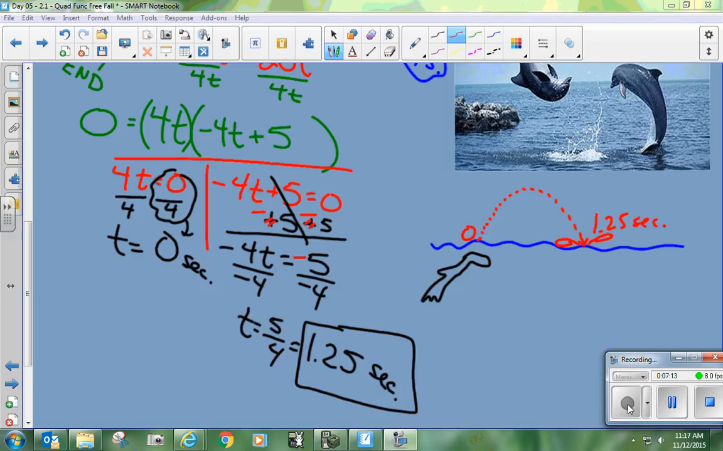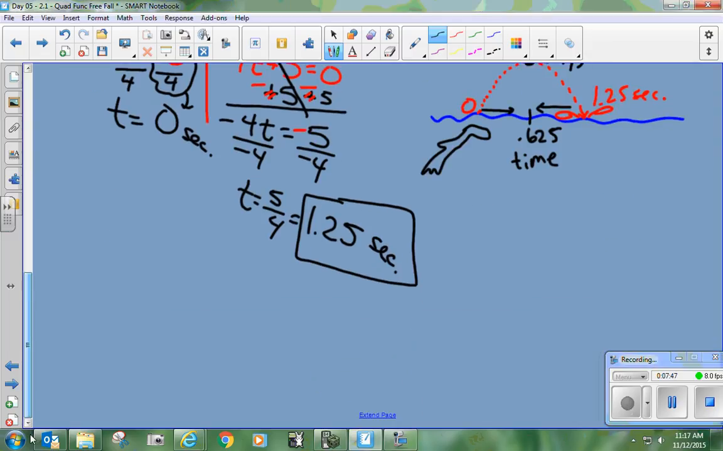So let me ask you a question. What time between 0 and 1.25 do you think the dolphin was at his highest point? We'll say the highest point is probably right here in the middle, don't you think? That would be the vertex of a parabola, wouldn't it? Well, what would the time be? And why do you say 0.625? Yeah, that's exactly halfway in between here. We can check that. Not only can we check that, but if we have that time, we can figure out the height this dolphin achieved.